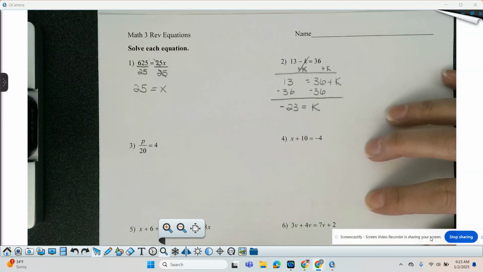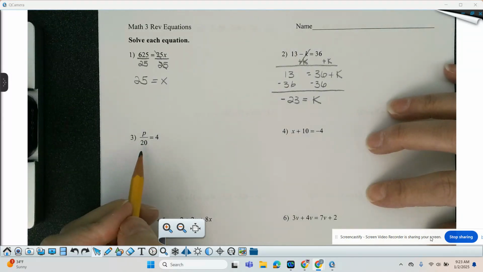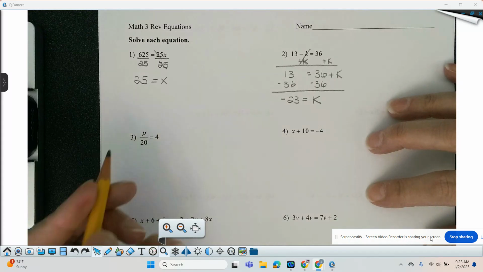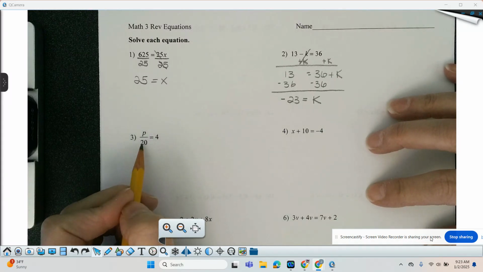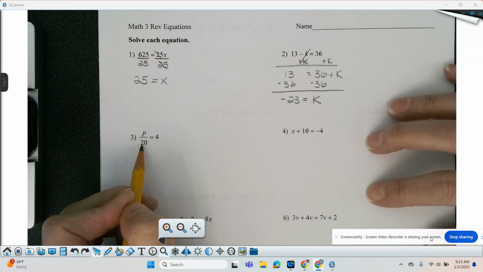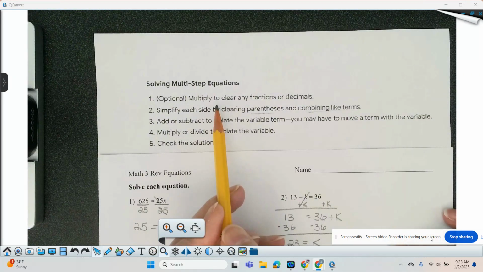Number 3, again, these 4 right here are very basic, simple problems I'm just reviewing with you. We're going to get into some more involved ones in a little bit. Number 3 says p divided by 20 equals 4. Now notice how we have a fraction here. So what we want to do is actually multiply, right, to clear any of those fractions or decimals. That's what it said up here. Multiply to clear any fractions or decimals.